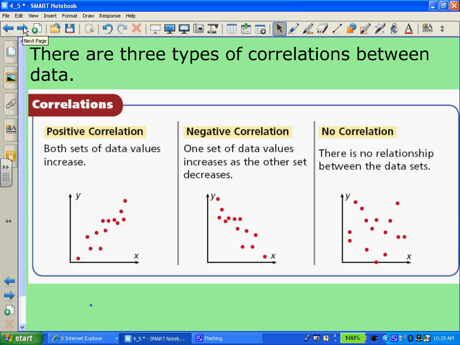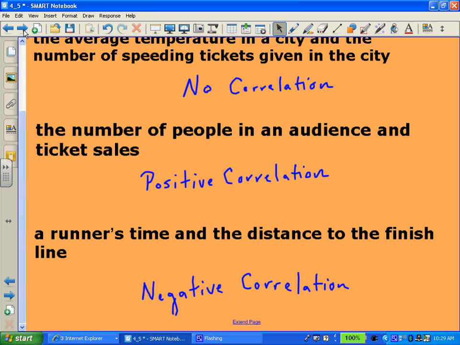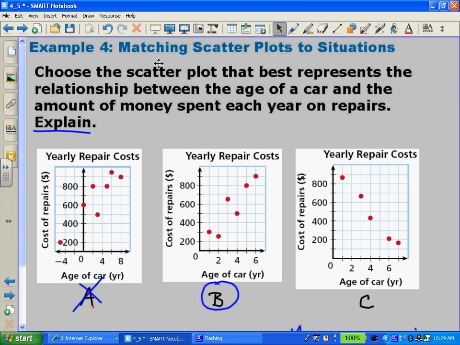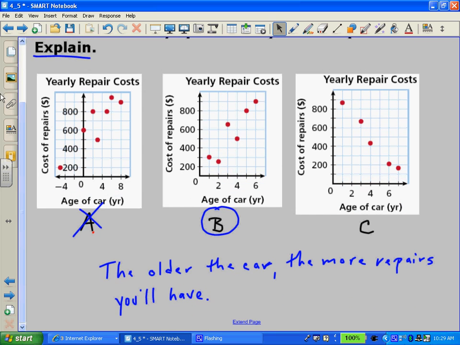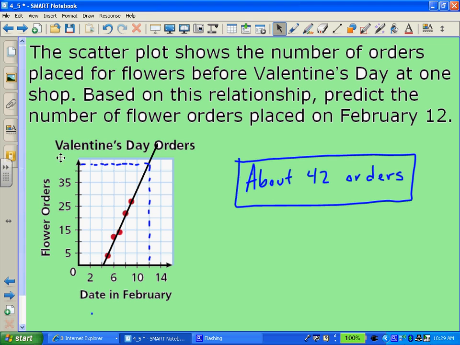Then we have our 3 types of correlations, and we'll be able to say which scatter plots have which correlations. Then we'll have situations to think about and name what kind of correlation we would expect. Then we'll have situations where we have to match them with graphs and again explain our answers. And then finally trend lines, where we'll be given a scatter plot that we will draw our trend line in, and then use that trend line to help us estimate what will happen in the future.